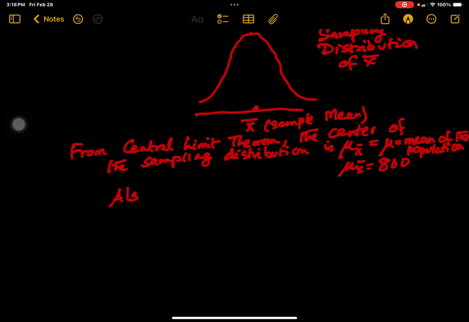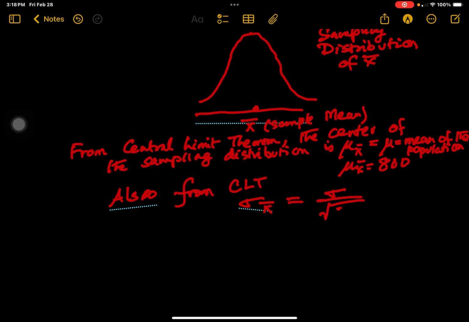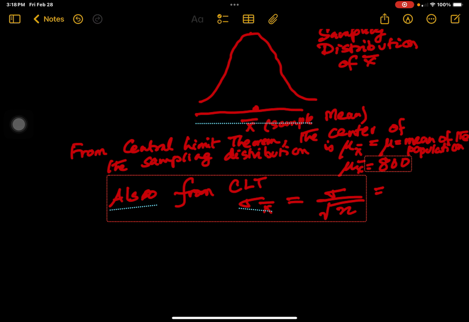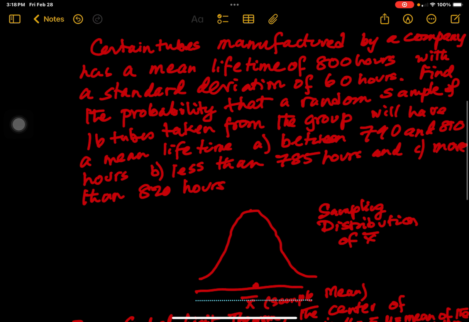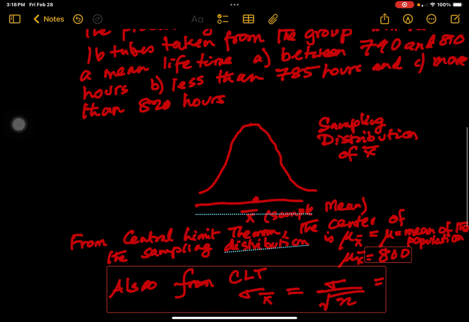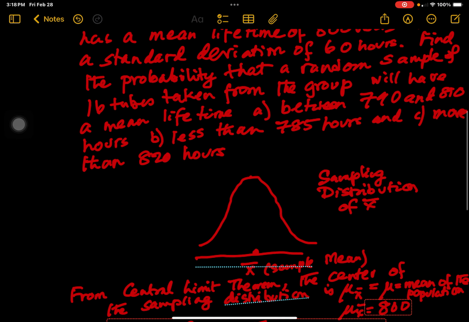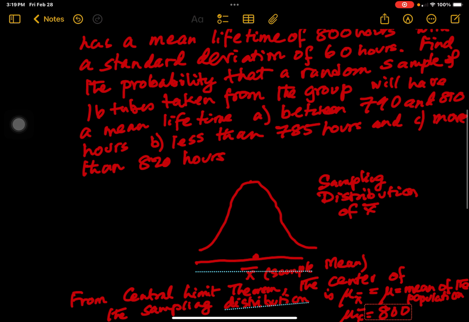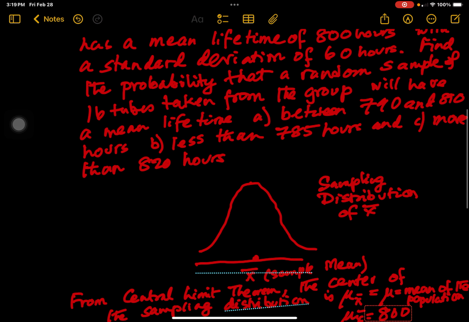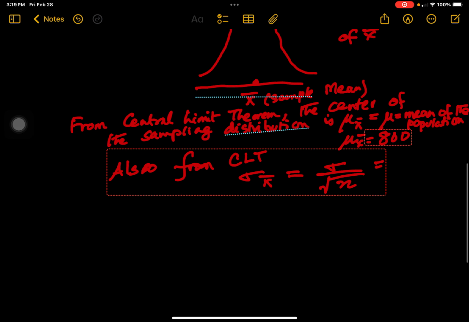Also from the central limit theorem, CLT is central limit theorem, the standard deviation of the sampling distribution is equal to the standard deviation of the population divided by the square root of n. Now we are given the standard deviation of the population is 60 hours, and remember we are picking up a sample of size 16 from 16 tubes, so my n is 16.